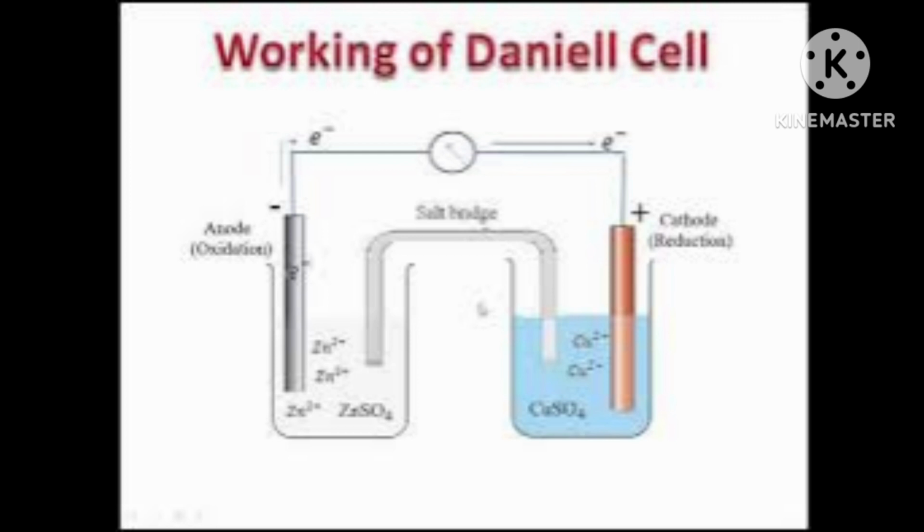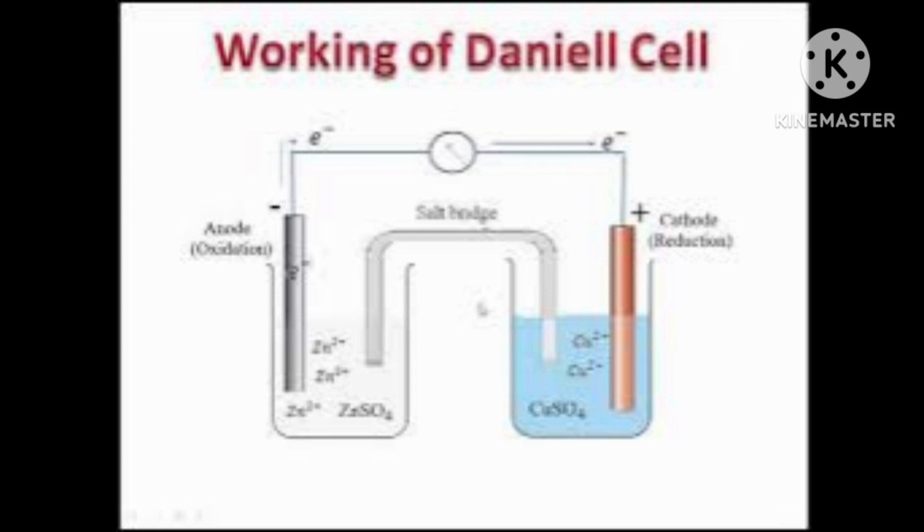Now what will happen? Suppose you join both the rods or metal strips, means Zn and copper, via any conducting wire, through a voltmeter or ammeter, anything. Then what will happen? Actually this copper sulfate solution and ZnSO4 solution, maybe two conditions are there, maybe in the same compartment.